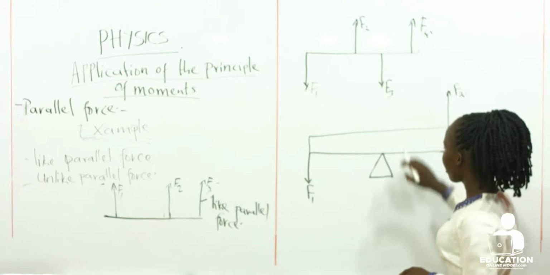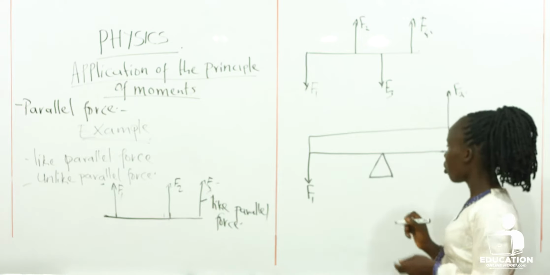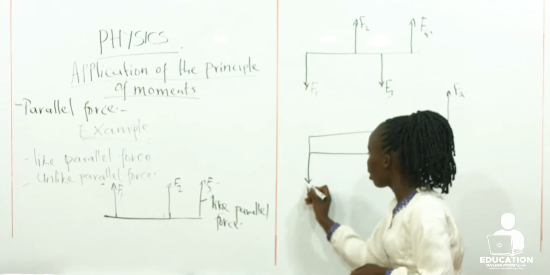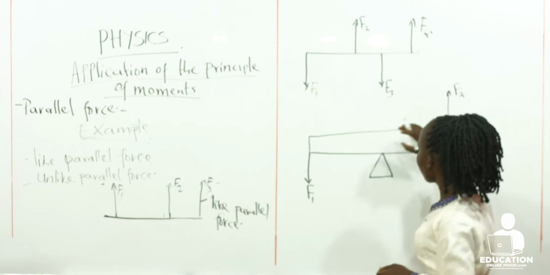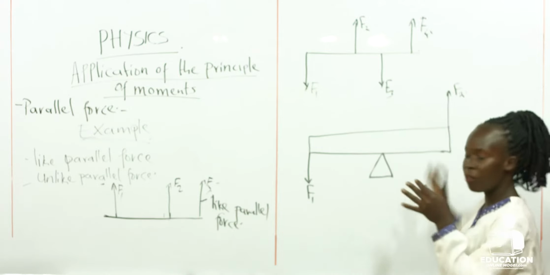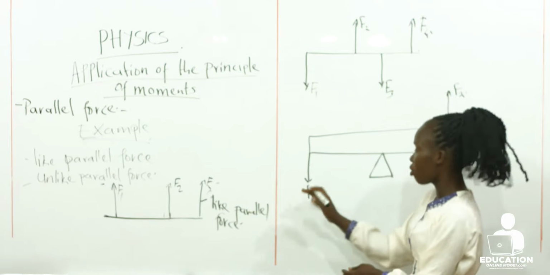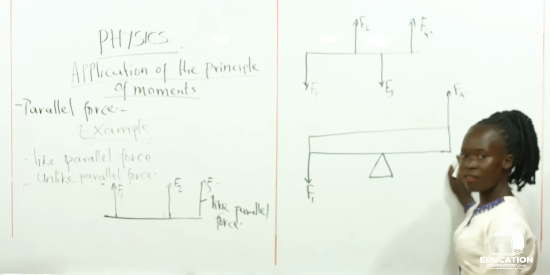This meter rule cannot stand on this without support. If you want it to stand on this, yet you have applied a force here, then it is supposed to fall. Maybe it will just fall on the side where you've applied the force, because this side becomes heavier than this.